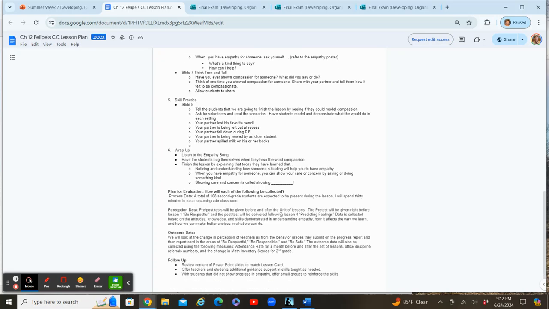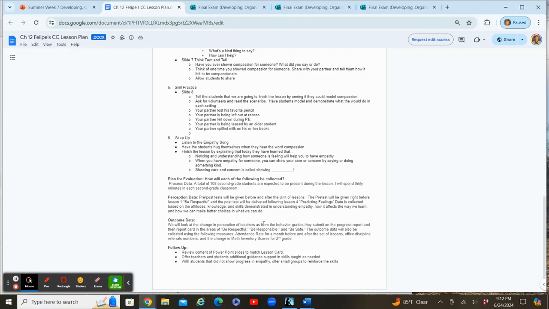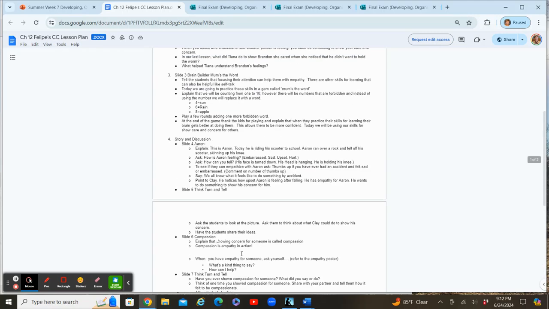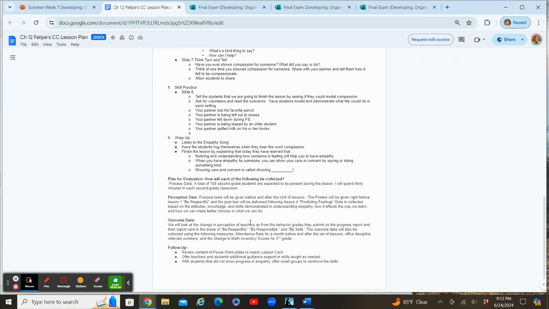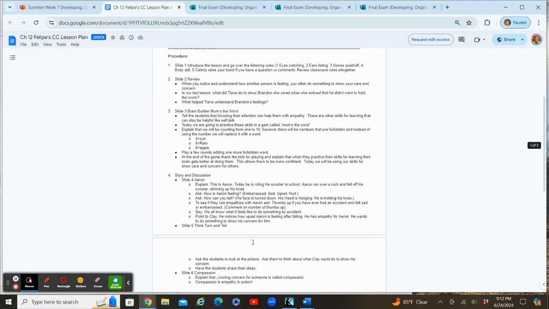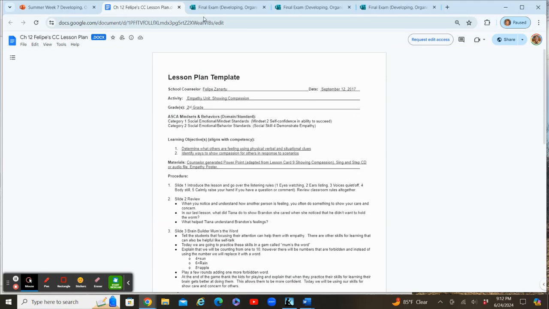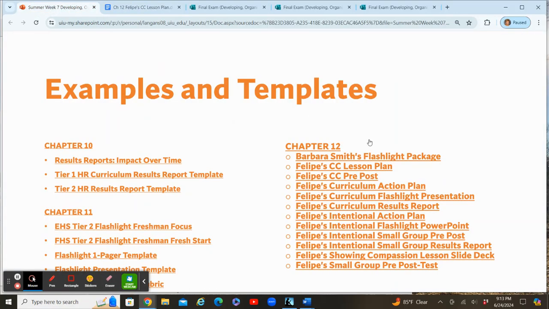And then at the end, you need to talk about your plan for evaluation. How are you going to know if this worked or not? Then you need to talk about the different data levels: perception data, outcome data, and process data, which is who you give the lesson to. That's pretty easy. And then a follow-up. It takes a little bit of time, but you want to write everything out so that someone else could come in and just do the lesson right from your lesson plans. So that's one example of lesson plans.